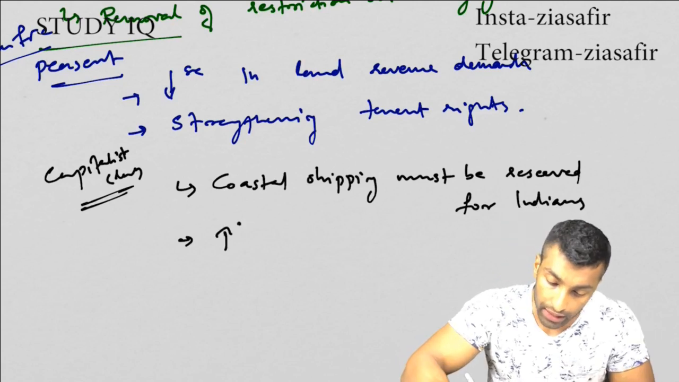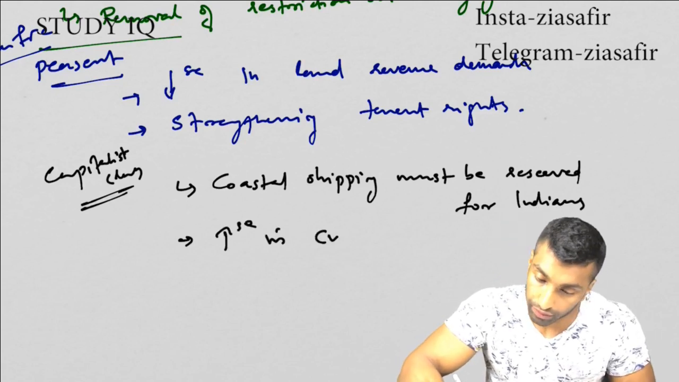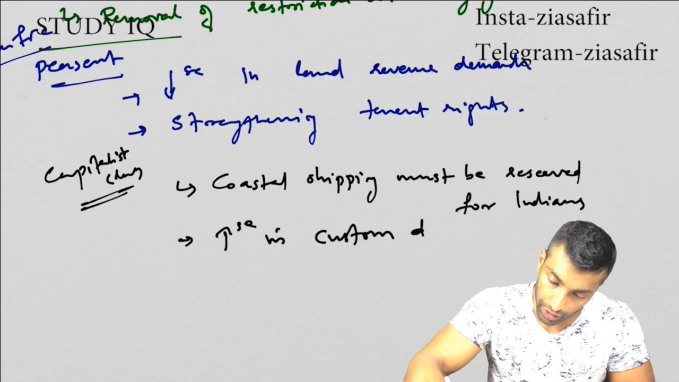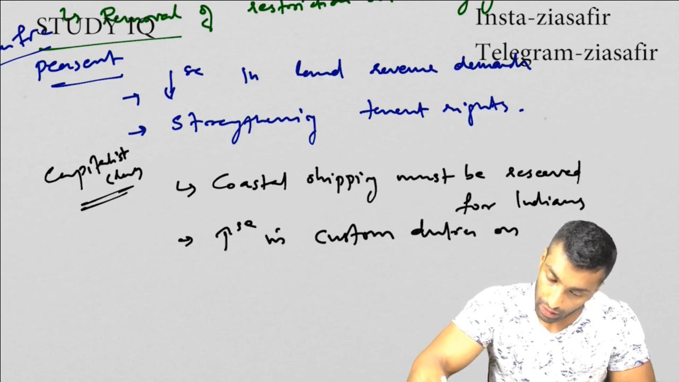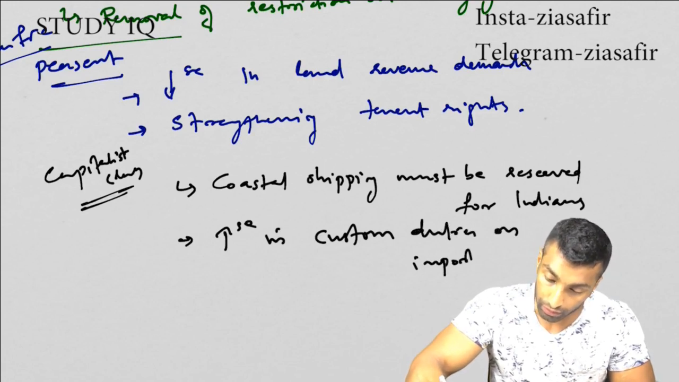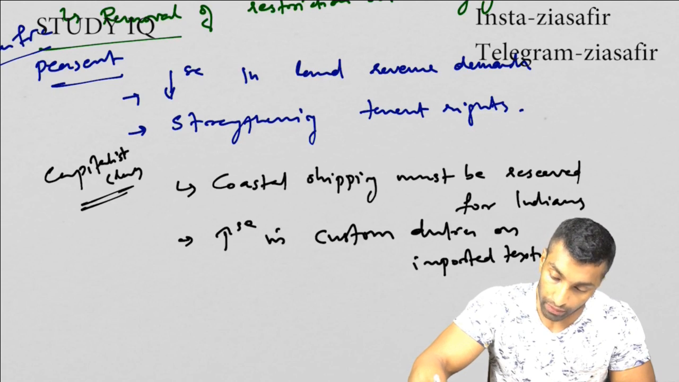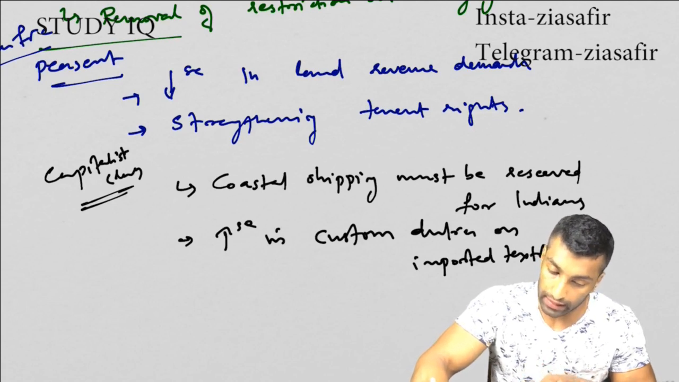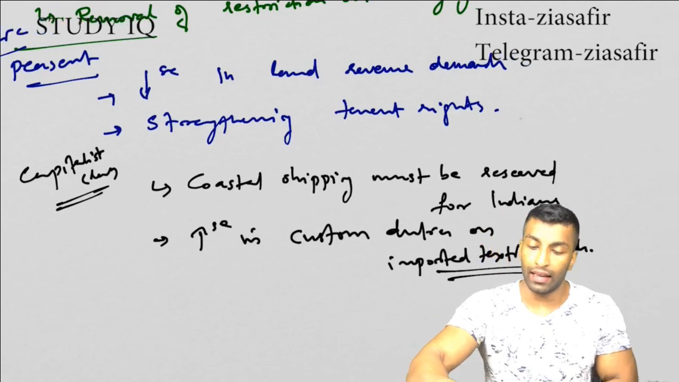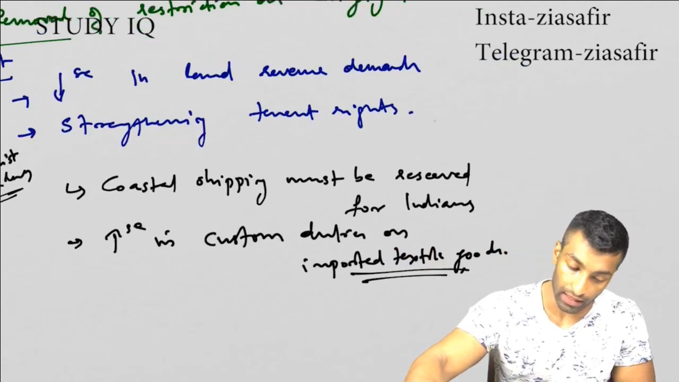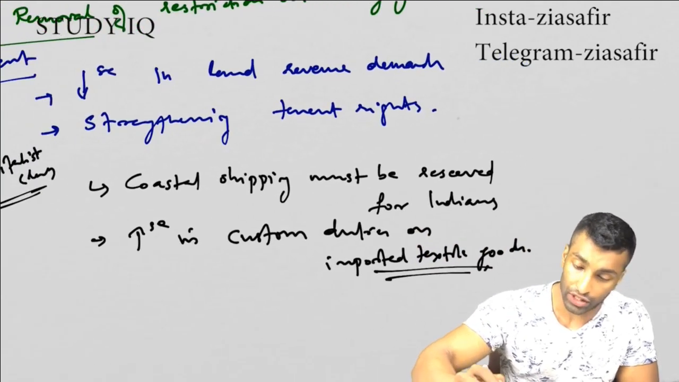Okay, so increase in customs duties on imported textile goods. And then there was again a common demand related to abolition of salt tax.